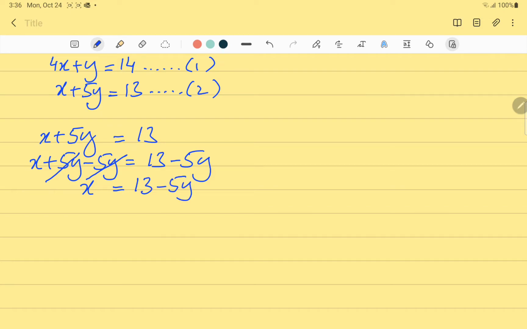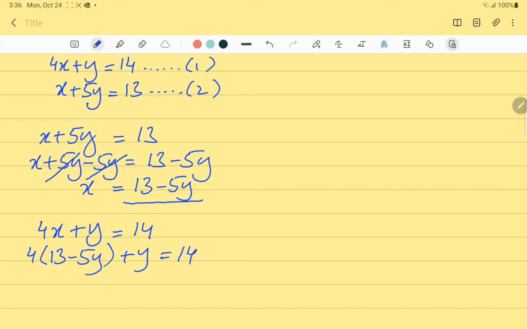Now we substitute the value of x in equation number 1. Our equation number 1 is 4x plus y is equal to 14. We will replace now x with this value. So 4 into 13 minus 5y plus y is equal to 14. Now we solve this equation for the value of y.